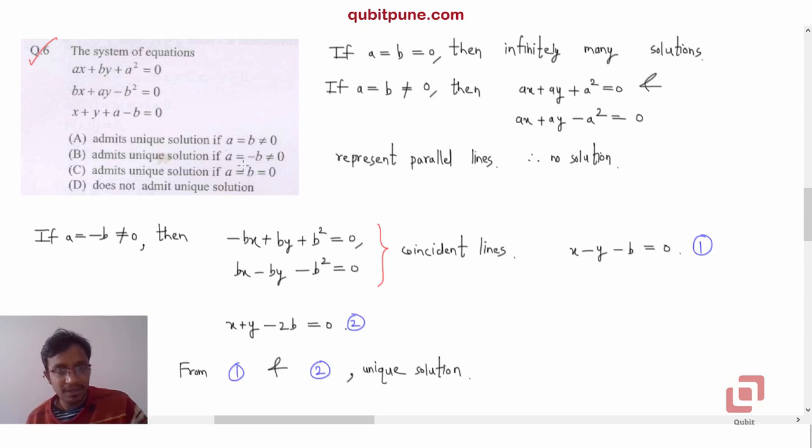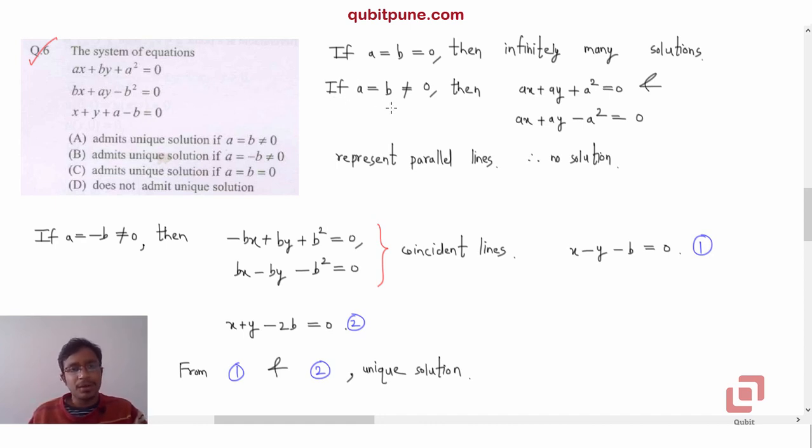Admits a unique solution if a is equal to negative b, both are non-zero. Admits a unique solution if a is equal to b and both are equal to 0. Does not admit a unique solution for whatever values a and b have. Okay, now we solve this problem by elimination of the options, very much like we did for question 1. Again, coincidentally a problem on linear algebra.